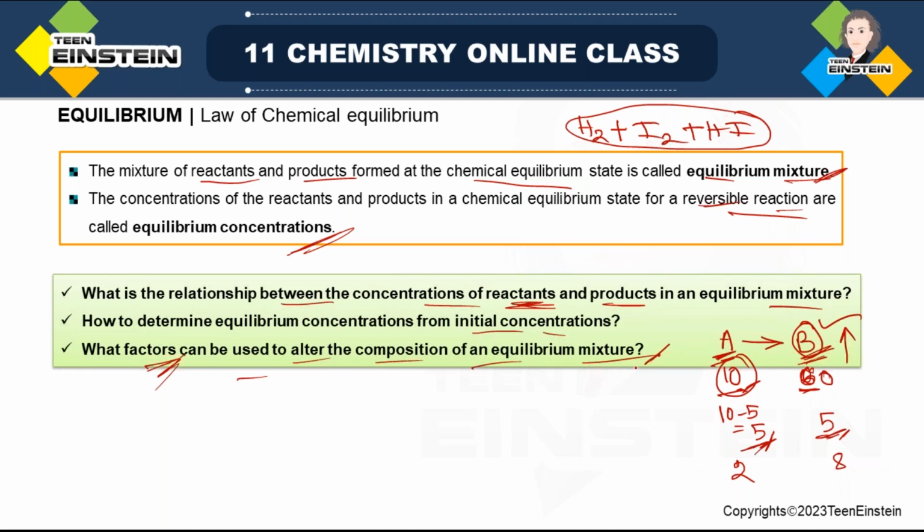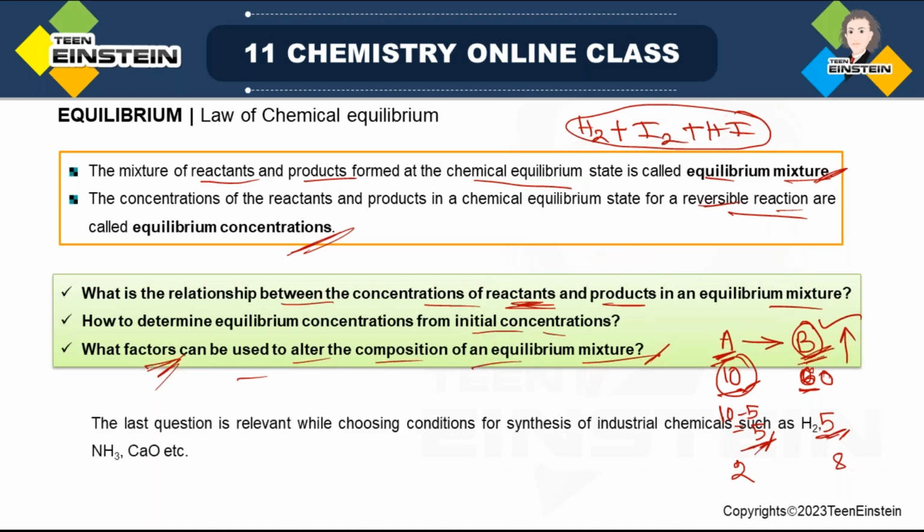Now the third question is important in the chemical industry. Why is it so? The last question is relevant while choosing conditions for the synthesis of industrial chemicals. Why is it so? Industrial chemicals means, suppose, where H2 is produced on a large scale, ammonia produced on a large scale, calcium oxide produced on a large scale. Now we are producing all these chemicals industrially. What is our motto? What is our purpose? We are trying to make as large a quantity as possible.